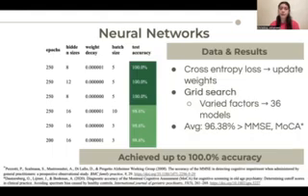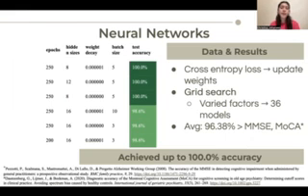Then we coded neural networks. These rely on cross-entropy loss, which essentially calculates how wrong the model was when tested on the training dataset, and uses that information to update the weights. Then we performed a grid search, which varies several factors as shown on the left, resulting in 36 distinct models. 6 of the highest performing models are displayed in the table.